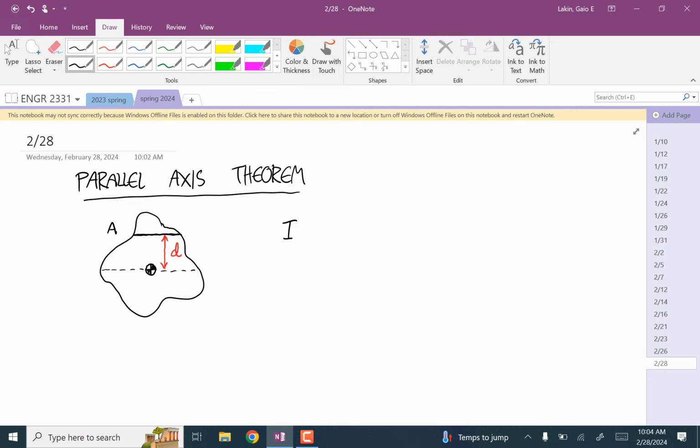and the area moment of inertia of this shape about A is equal to the area moment of inertia of that shape about its own neutral axis, plus the area times the distance squared. This is the area of the cross section.